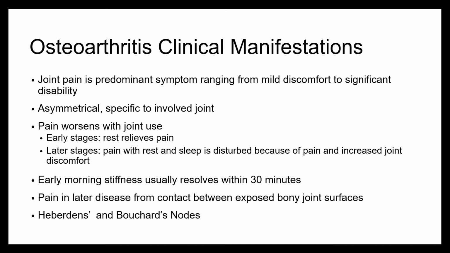Other problems with osteoarthritis that develop are joint stiffness. This tends to occur after periods of rest or after periods of being in a static position. Pain tends to actually worsen with joint use. In the early stages of osteoarthritis, the patient will have relief of pain if they rest the joint. In later stages of osteoarthritis, the pain will be pretty consistent. It'll be present with rest, and sleep will be disturbed because of the pain and the increased joint discomfort.